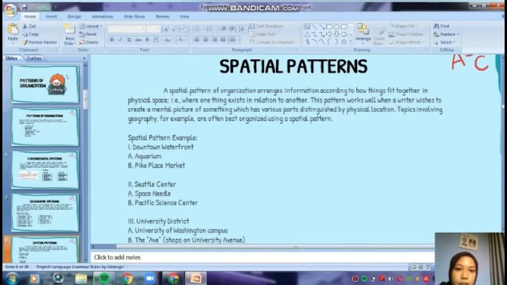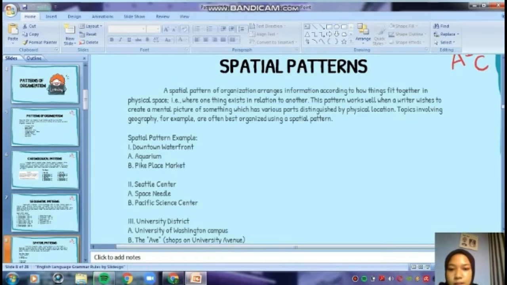Next, spatial patterns. Spatial patterns of organization arrange information according to how things fit together in physical space, where one thing exists in relation to another. This pattern works well when a writer wishes to create a mental picture of something which has various parts distinguished by physical location. Topics involving geography, for example, are often best organized using spatial patterns.